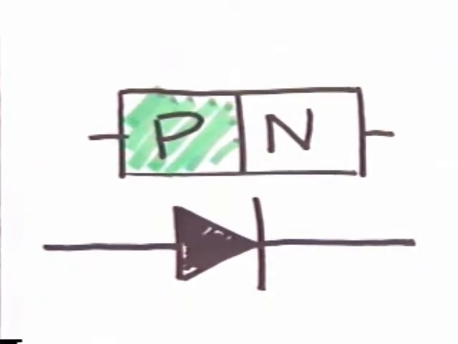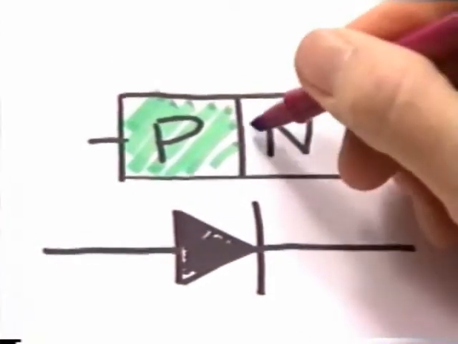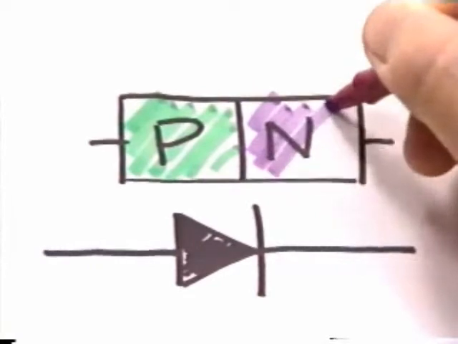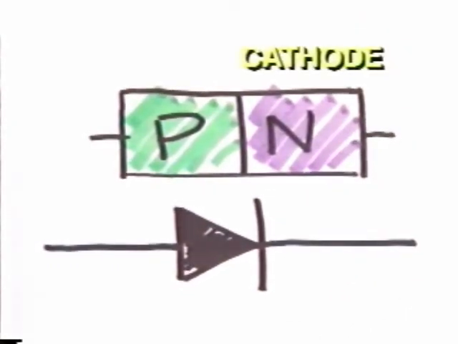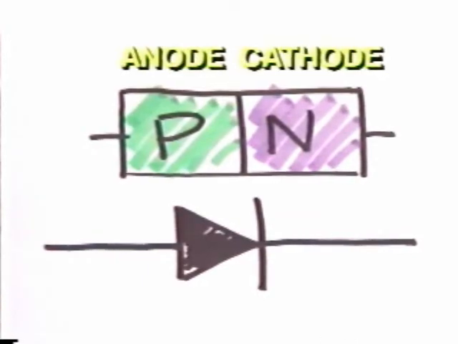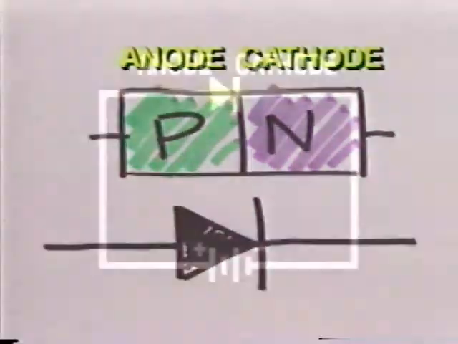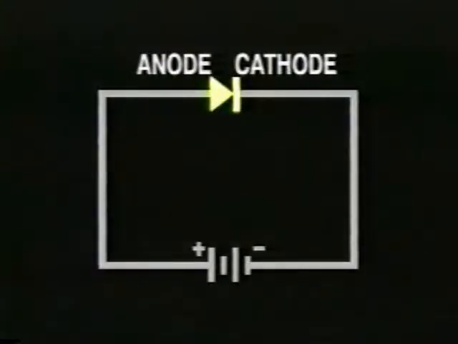Recall the schematic symbol for a diode and how it correlates with the pictorial. The N side of the diode is called the cathode, and the P side is known as the anode. Let's substitute this symbol into the simple circuit diagram you've just seen. Keep in mind that this is for illustration purposes only. A diode would never be placed directly across a voltage source because it would burn out.